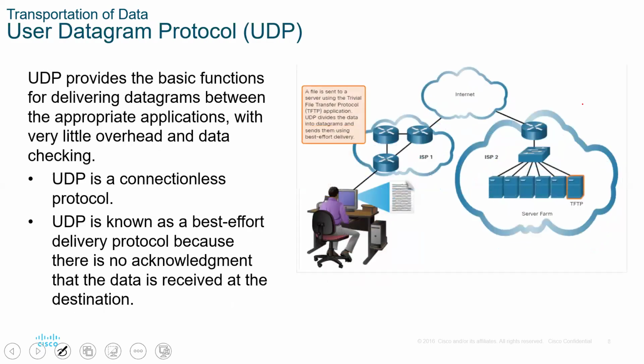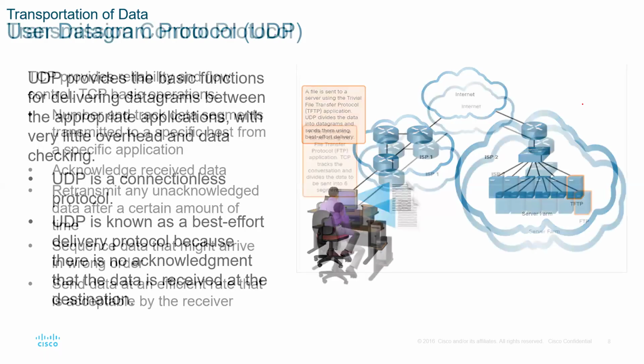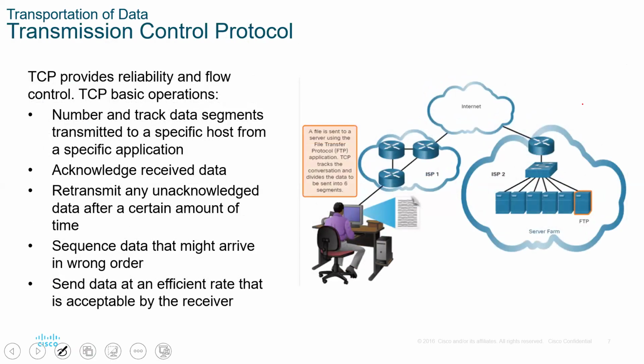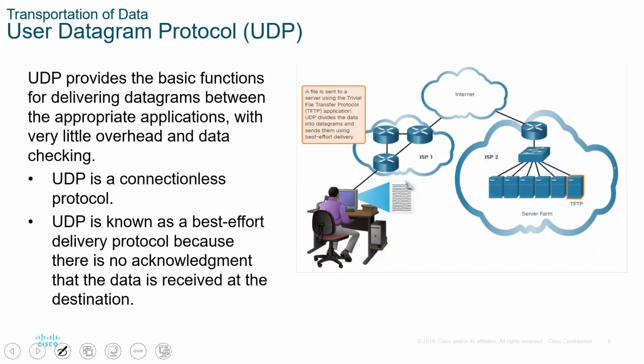Okay. How about UDP? UDP provides the basic functions for delivering datagrams between the appropriate applications with very little overhead and data checking. That's why we say UDP is faster than TCP. But TCP is connection oriented while UDP is connectionless. When we say connection oriented, it means that in the case of TCP, if this guy wants to send a message, he has to establish the connection to the destination first before the message is transmitted over. But UDP is connectionless, which means that this guy just needs to send the message. Whether the connection is established or not, it doesn't matter. The router in this particular case will decide how the rest goes.